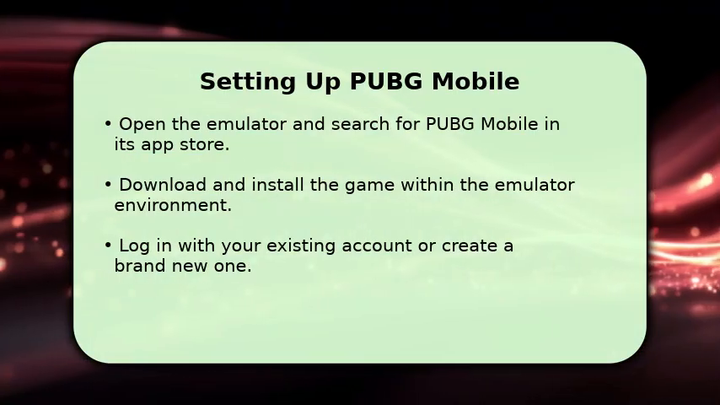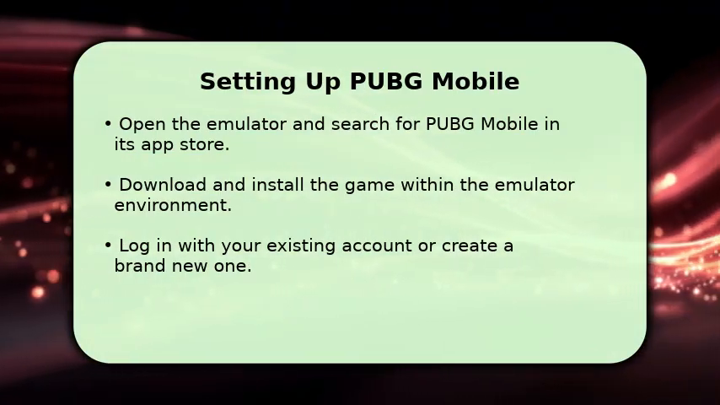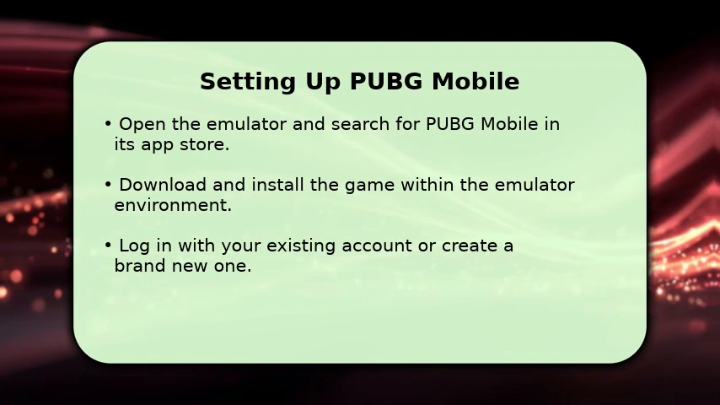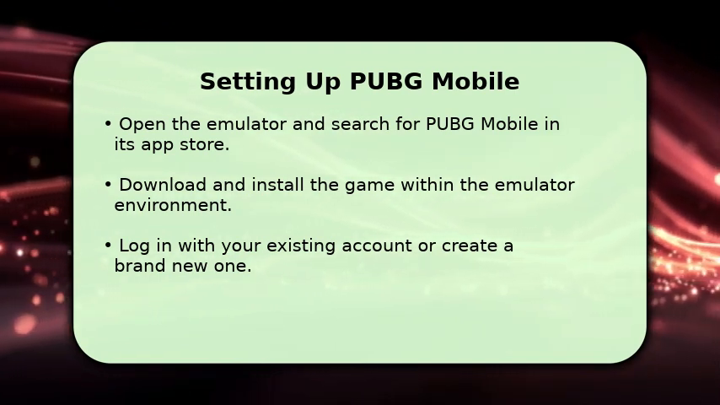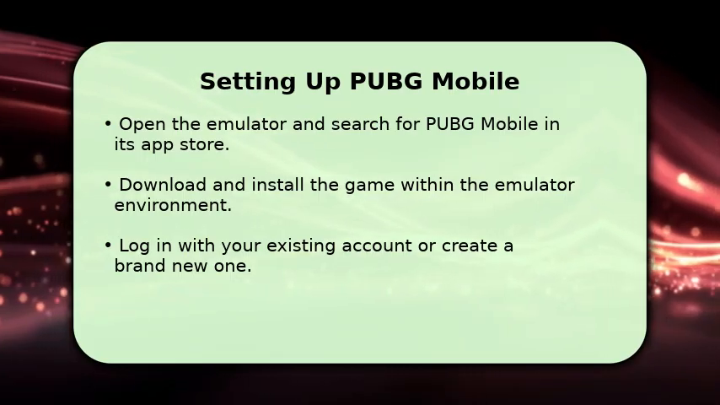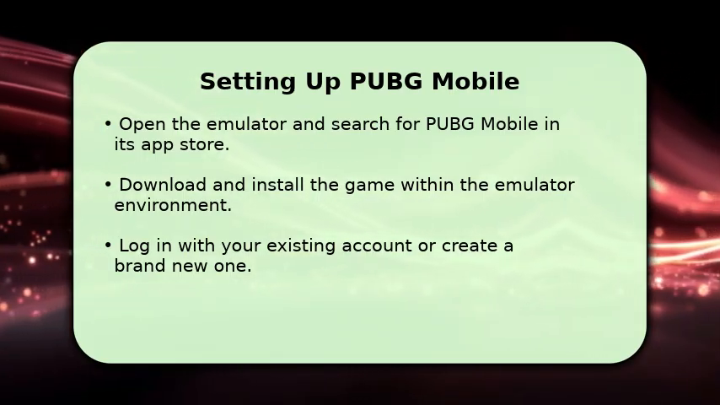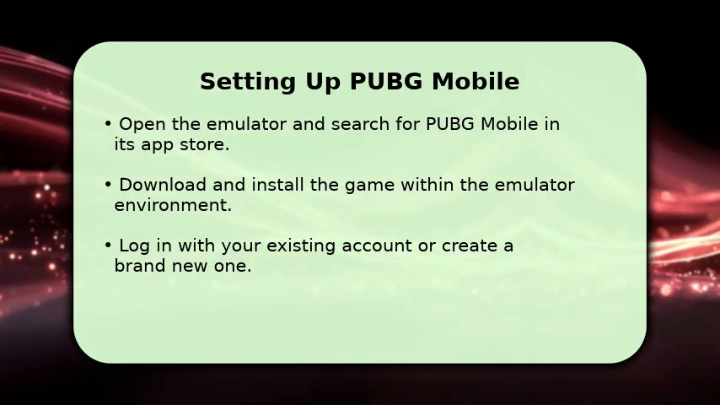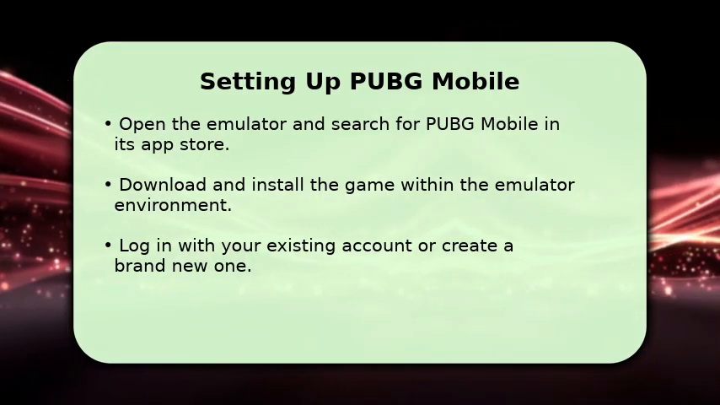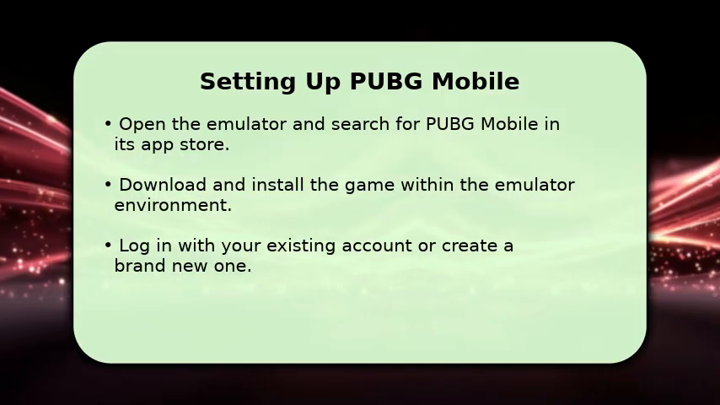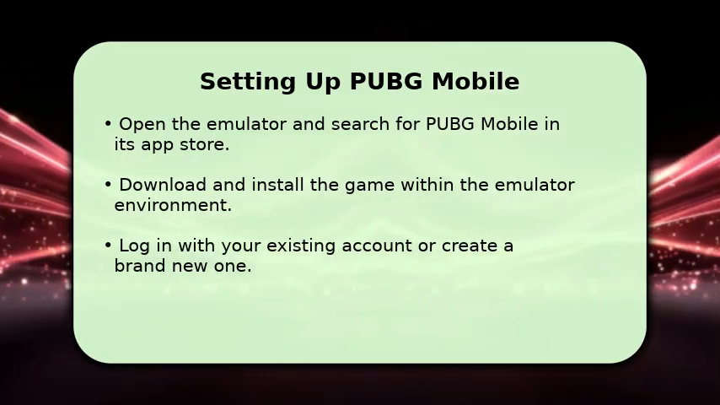With your emulator installed, it is time to get PUBG Mobile running. Launch the emulator and navigate to its integrated app store, much like Google Play Store. Search for PUBG Mobile, then download and install the game directly within the emulator. Once installed, you can log in using your existing PUBG Mobile account to access your progress, or easily create a new account to start fresh.